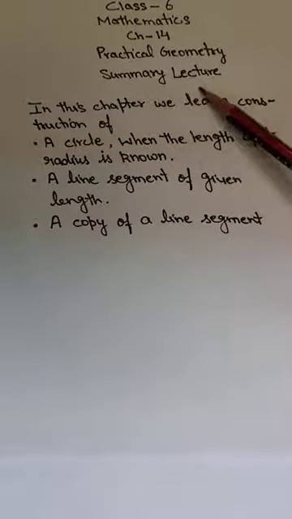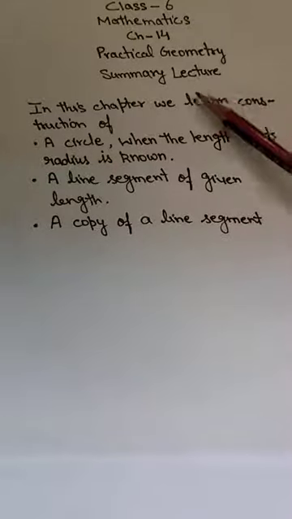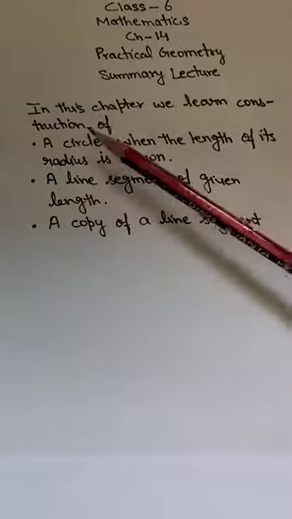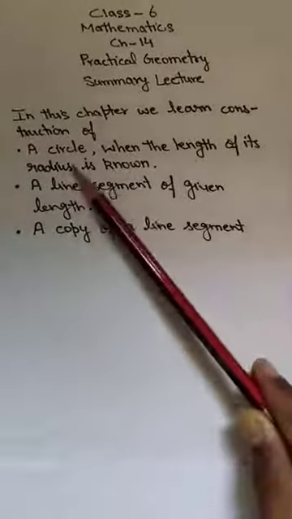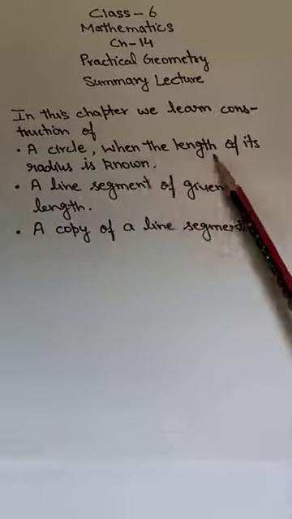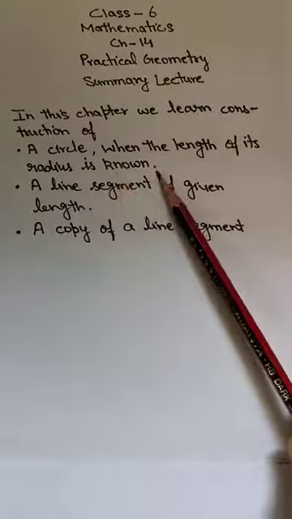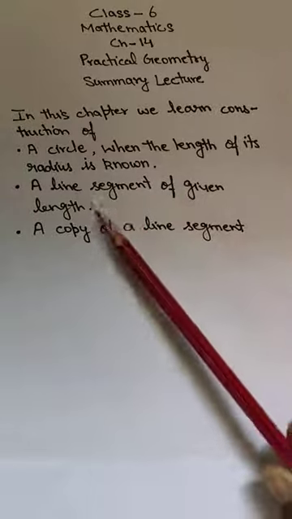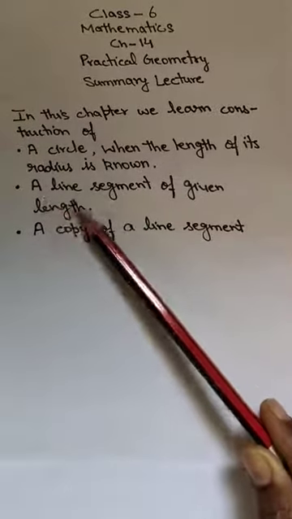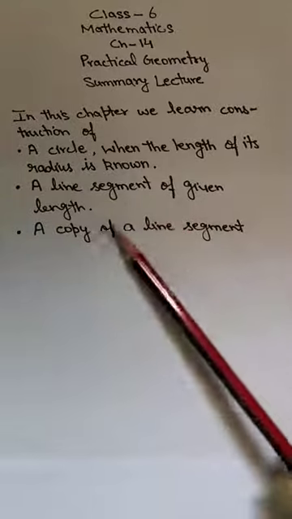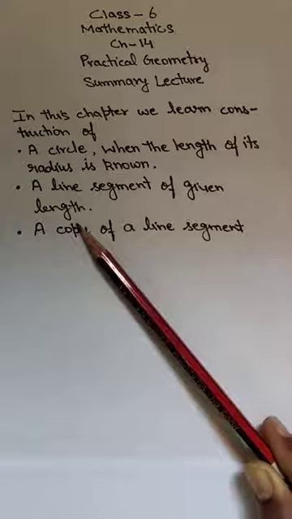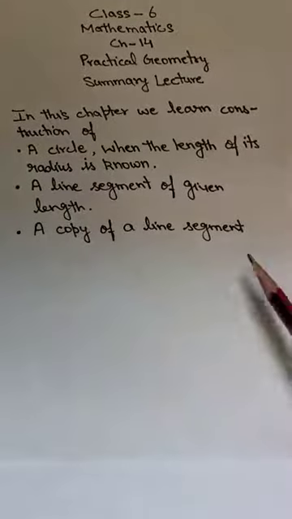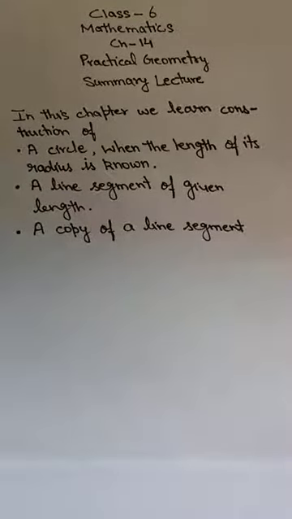This is your summary lecture. In this lecture, we will revise all the concepts that we have done in this chapter. We learned construction of a circle when the length of its radius is known. Next, we did a line segment of given length, how to construct a line segment of given length. After that, a copy of a line segment.